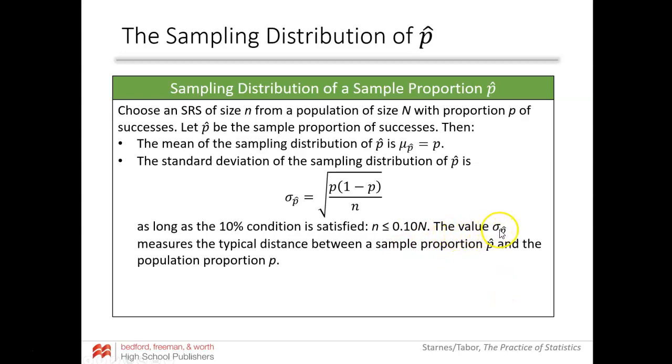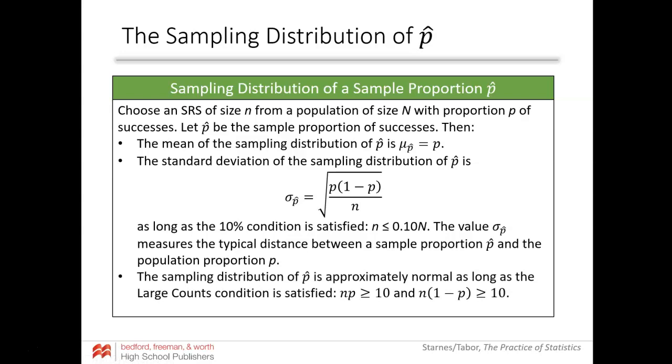All right, the value for standard deviation of p hat measures the typical distance between the sample proportion p hat and the population proportion p. This typical distance business is going to keep coming up every time we answer these variability questions. All right, there's another thing we've got to satisfy. It's called the large counts condition. The sampling distribution of p hat is approximately normal as long as the large counts condition is satisfied. So we have this 10% condition that allows us to use this formula for standard deviation. And then we have the large counts condition that allows us to use an approximately normal distribution so we can use our z-scores and our normal CDF stuff.